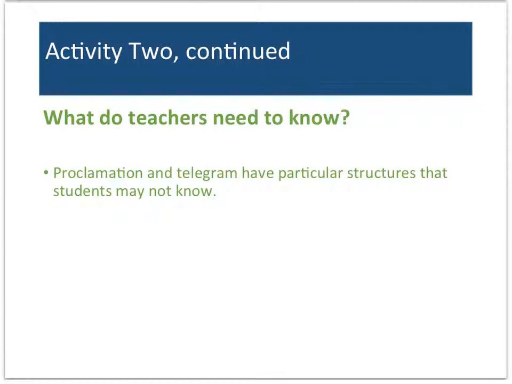So the two texts are a proclamation and a telegram, and one of the things that you might need to help students with is to recognize that these are particular different structures. Students may not recognize them, so you'll have to discuss what telegrams were, what a proclamation is, and get them to look at the features of these two texts, which are actually very different.